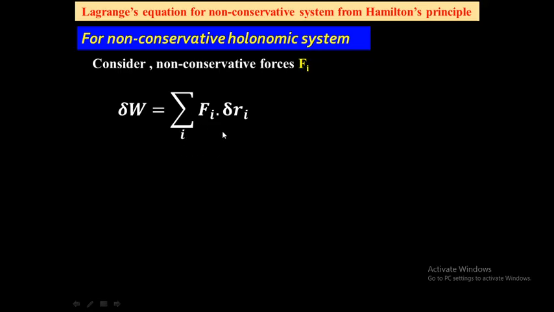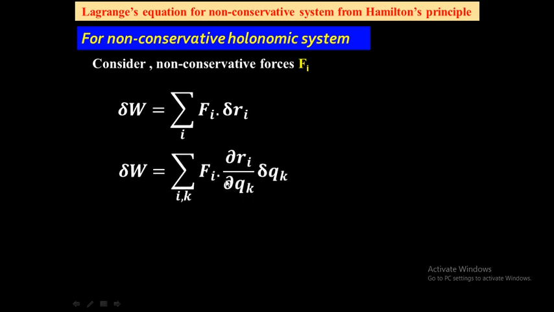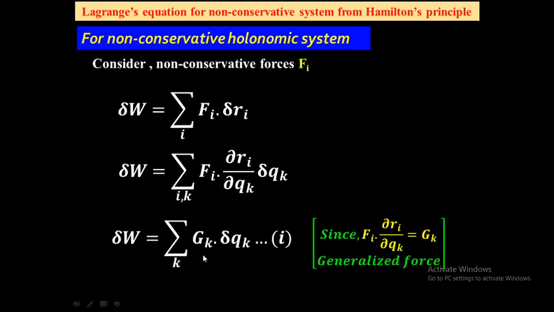So this virtual displacement delta Ri can be written as del Ri by del Qk into delta Qk. So the product of non-conservative forces Fi and del Ri by del Qk is nothing but the generalized force, so it can be written as Gk. So Fi into del Ri by del Qk can be written as Gk, since Gk is the generalized force. Suppose this is equation number 1.